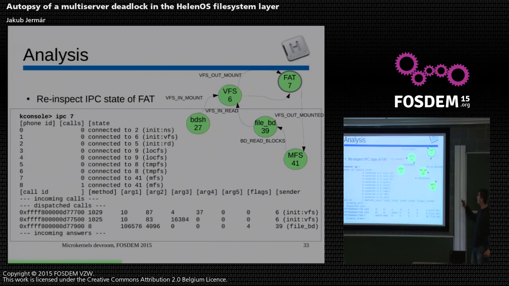We also have already seen what FAT was doing, but we only talked about the first message. So now we see that the message of interest is method 1025. And in sources, we would find that 1025 actually corresponds to VFS out read request. So again, as was the case with VFS in mount and VFS out mount translation, here VFS is actually translating the input protocol read request into its output protocol read request. It's just making it understandable for the file system servers. And in this regard, file BD acts as a VFS client.